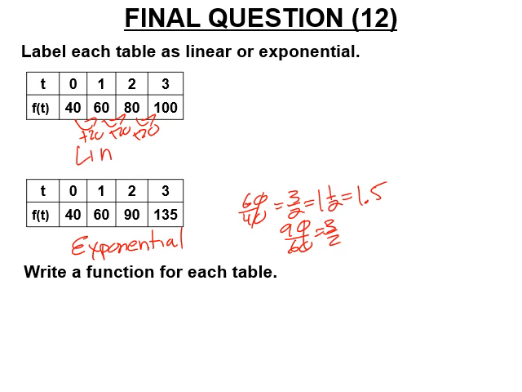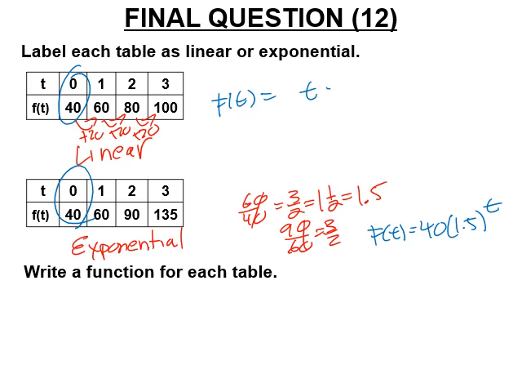This one is linear. So let's write a function for both of these. The exponential, we've been doing a million of those. Right there, it's f of t equals 40 is our y-intercept, and it's 1.5 to the t. It's going up 50%, or 1.5. Here is linear, so our y-intercept is 40, and our slope is 20. It's going up by 20 every single time period.